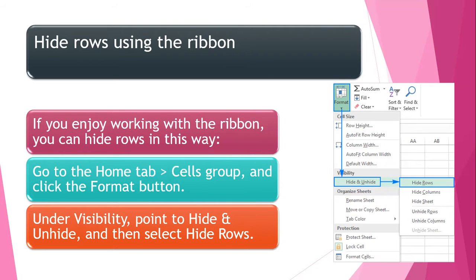As you can see in this figure, when we click on Format, a dialog box will appear. In the dialog box, in the Visibility category, we have to click Hide and Unhide, and after we click on Hide and Unhide, there are options for Hide Rows, Hide Columns, Hide Sheet, Unhide Rows, Unhide Columns, and we select Hide Rows.